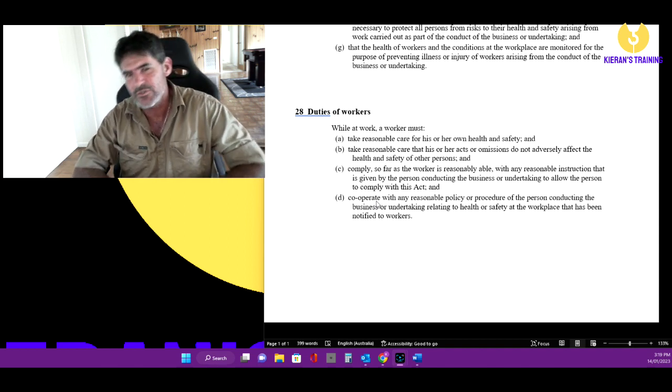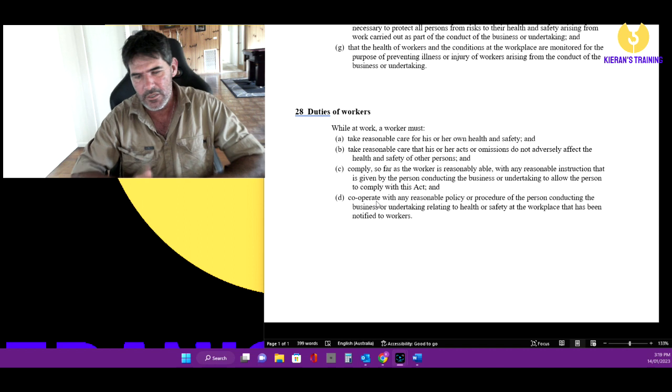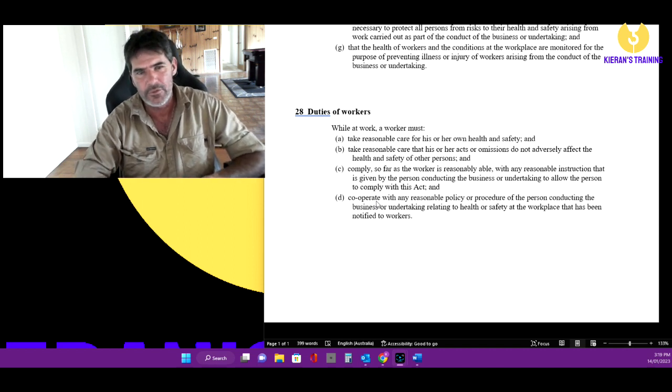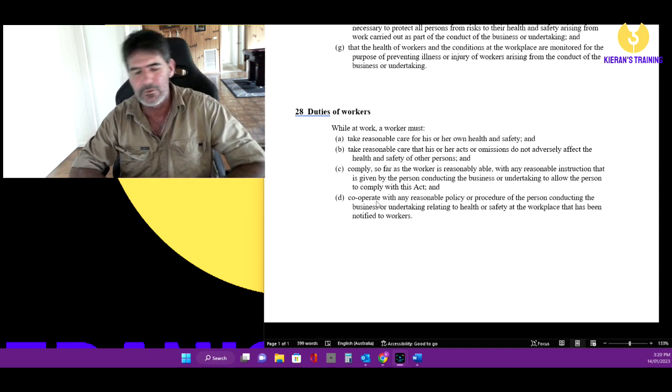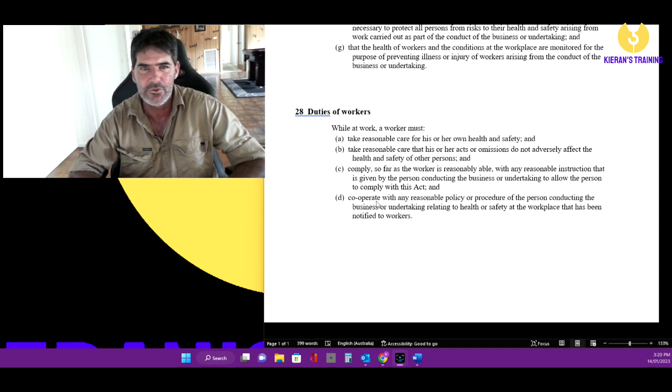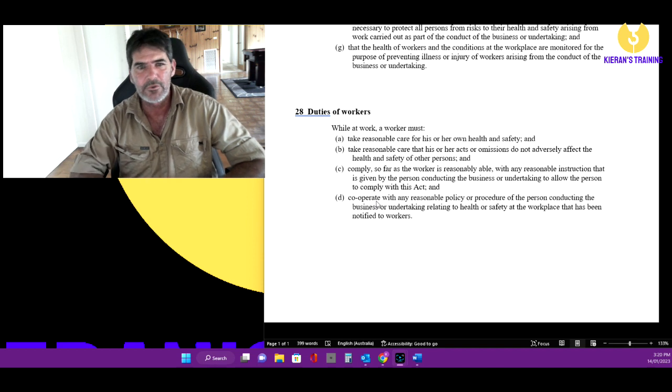Okay, so that's just a quick rundown of duty of care. You are going to come across it in any of your high-risk licensing. You will also find it in the majority of most other courses you do, whether they're safety courses or whatever the case may be. You will come across it a fair bit.